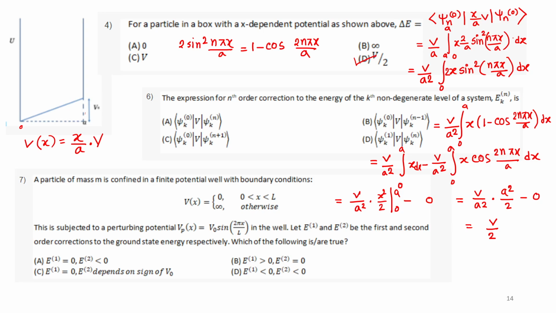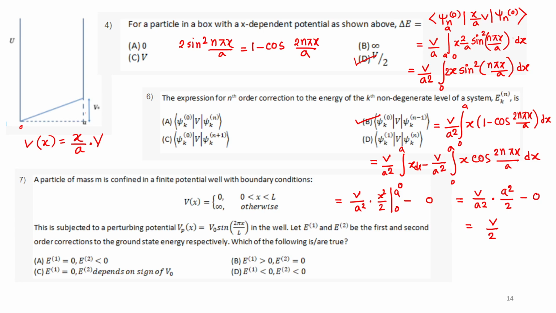Now the next question, the expression for the nth order correction to the energy of the kth non-degenerate level of a system. The nth order energy E_k^(n) of the kth system is given by, you need to remember this. This is very easy, this is nothing but the second option, the integral of ψ_k^(0) V ψ_k^(n-1) in bracket notation.